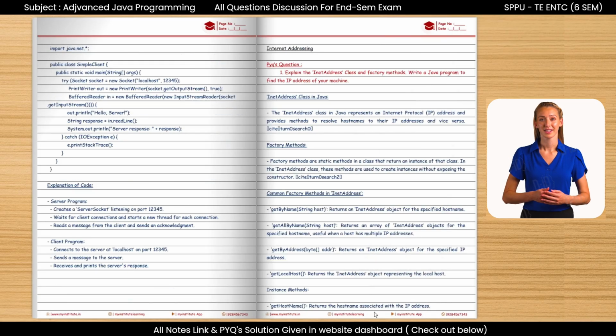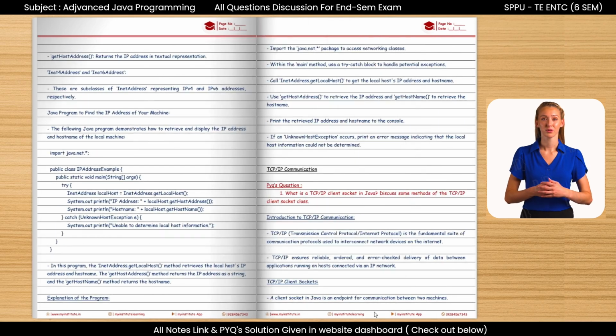Now let's move on to our next topic, which is the InetAddress class. From this topic, we can expect the question like, explain the InetAddress class and factory methods. Write a Java program to find the IP address of your machine. The InetAddress class in Java is used to represent an IP address. It provides methods to obtain host names and IP addresses. Using the getLocalHost method, we can retrieve the IP address of our own machine.